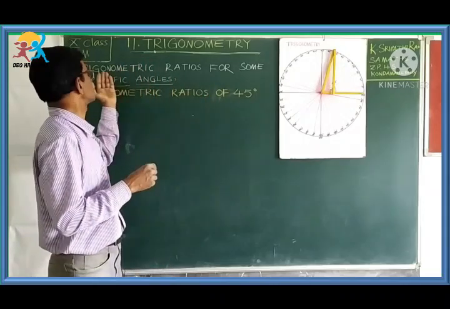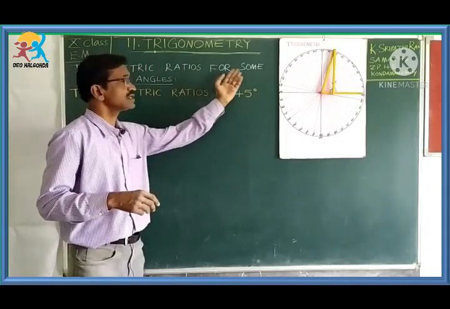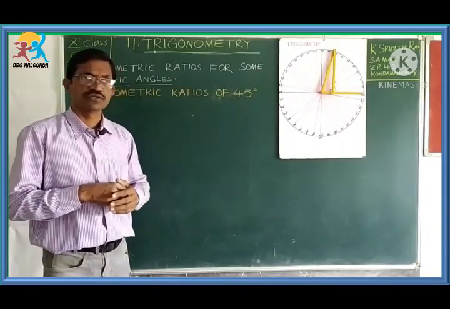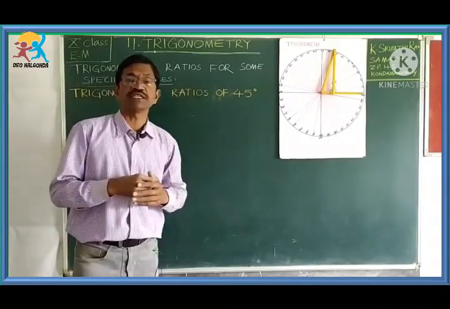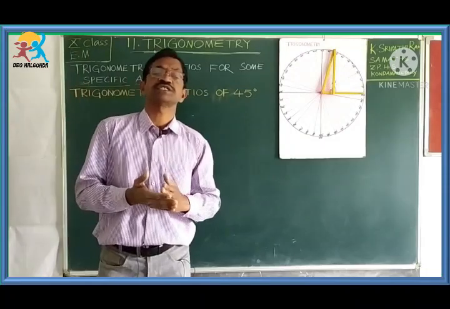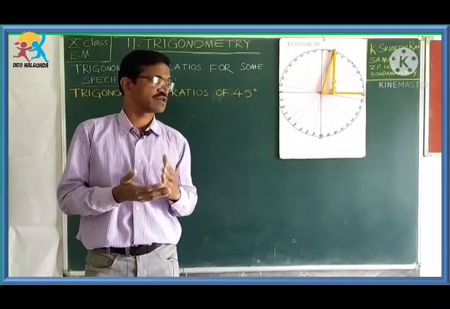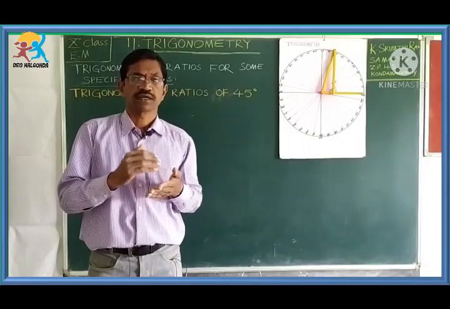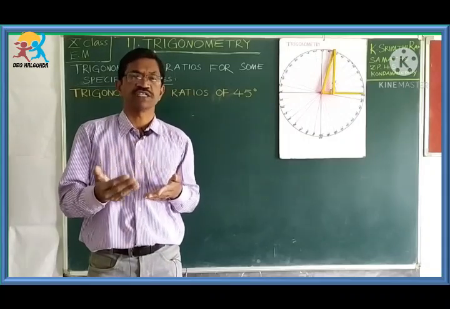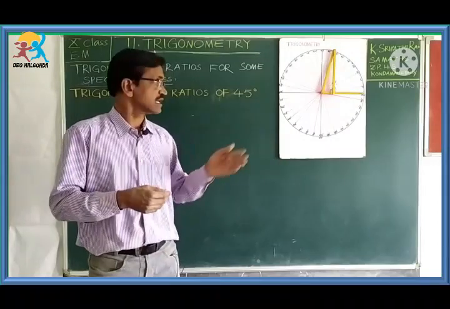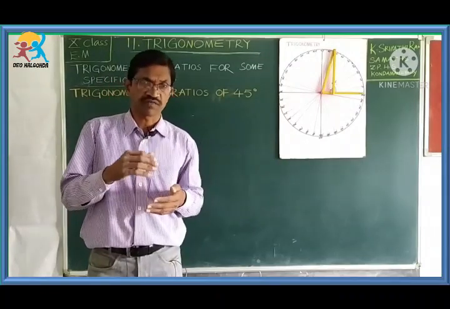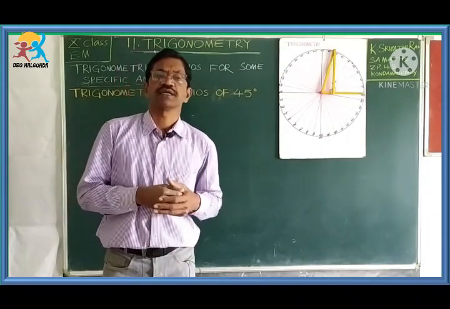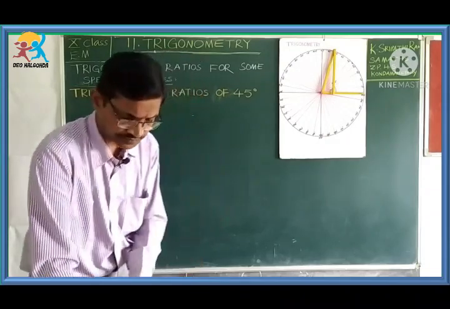for some specific angles. For 45 degrees, 60 degrees, 30 degrees, 0 degrees and 90 degrees, how the trigonometric ratios will change for these angles, let us learn in this class. After that we will solve the problems in exercise 2. Okay, let us start now.